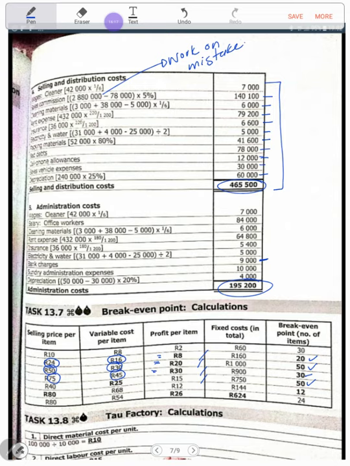Alright. Then the next one, 144 divided by 12 rand, which will give us 12 items to break even. Then I will add 12 rand plus 68, which will give me the 80 rand. Then the very same thing over here, we'll work out 80 minus 54 rand, it will give us 26 rand. And then we'll take 26 rand multiplied by 24 items, which will give us that amount.